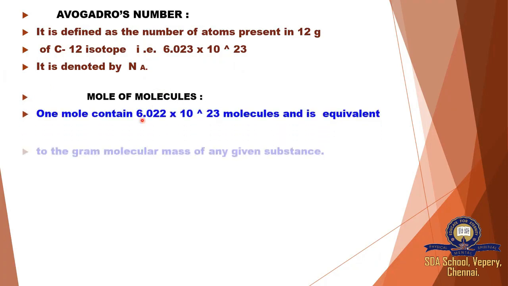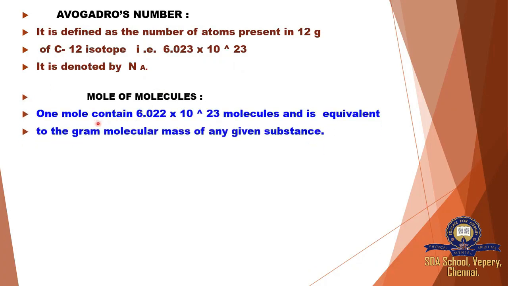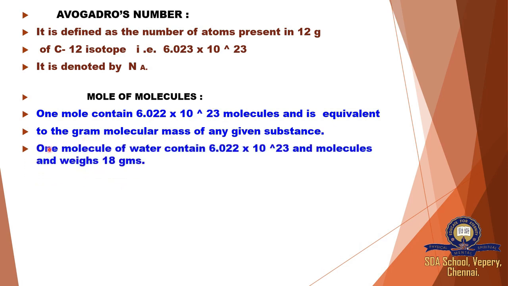Next, mole of molecules. 1 mole contains 6.022 times 10 to the power 23 molecules, and it is equivalent to the gram molecular mass of any given substance. See, 1 mole of molecules contains this Avogadro number of molecules. For example, 1 mole of water contains 6.022 times 10 to the power 23 molecules and weighs 18 grams. So 1 molecule of water times this Avogadro number gives a total weight of 18 grams.